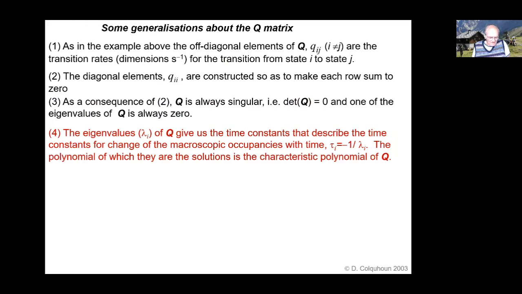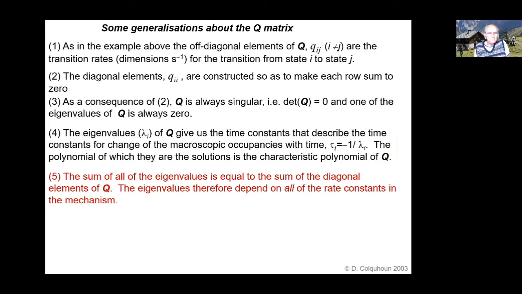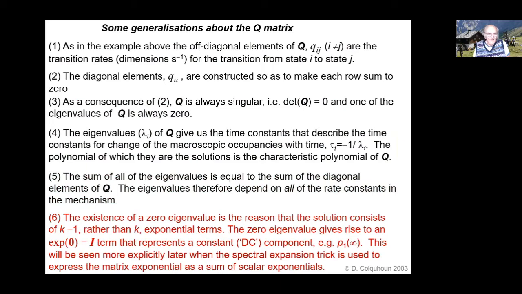It's minus because the time constant is always a positive number and the eigenvalues are always negative. Those eigenvalues are the roots of the characteristic polynomial, but you don't generally need to know that. The sum of all the eigenvalues is equal to the sum of the diagonal elements of Q, and that alone is enough to tell you that every eigenvalue depends on all of the rate constants in the mechanism. So there's no simple relation between the observed time constants and the underlying rate constants.